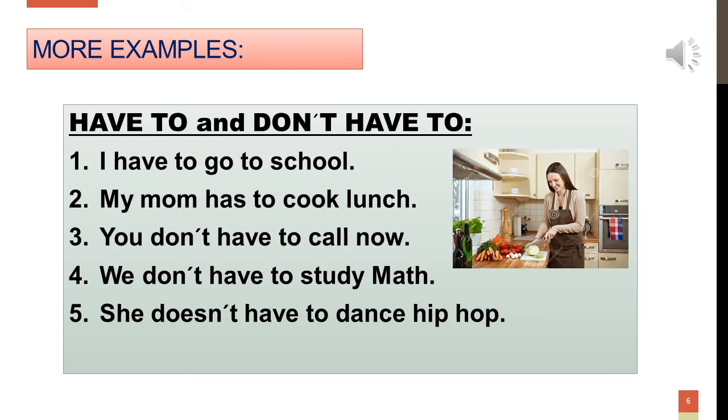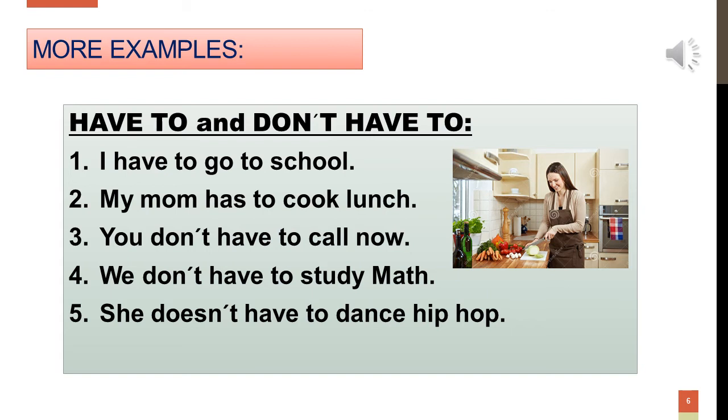More examples with have to and don't have to. Remember, we use have to for an obligation, but the obligation comes from an external power. And don't have to when you don't have to do something. Okay? Example number 1. I have to go to school. Yo tengo que ir a la escuela. Number 2. My mom has to cook lunch. Mi mamá tiene que cocinar el almuerzo.